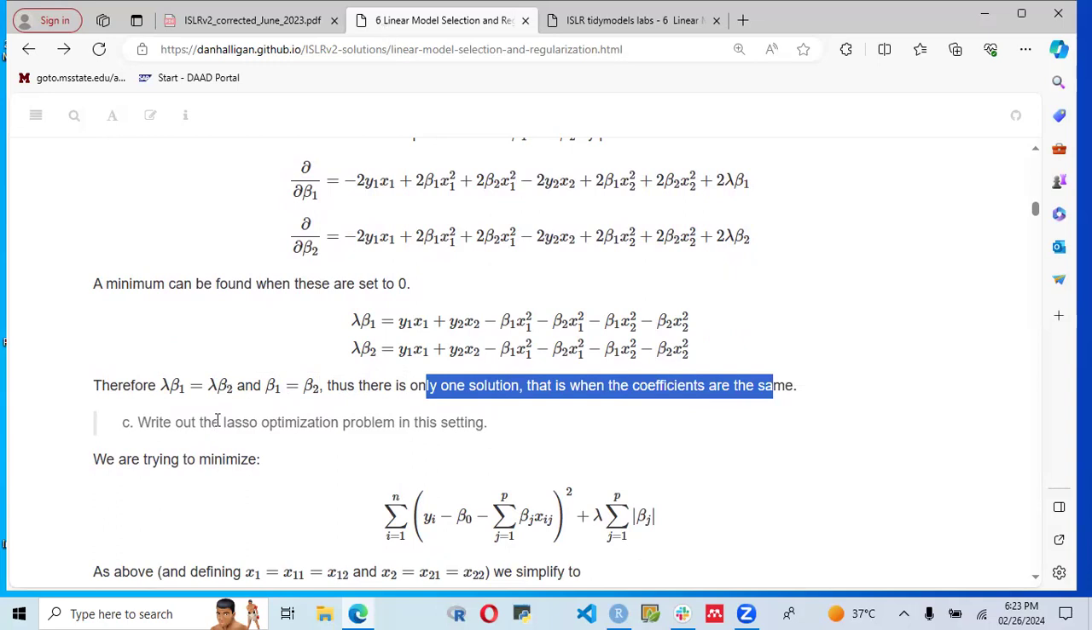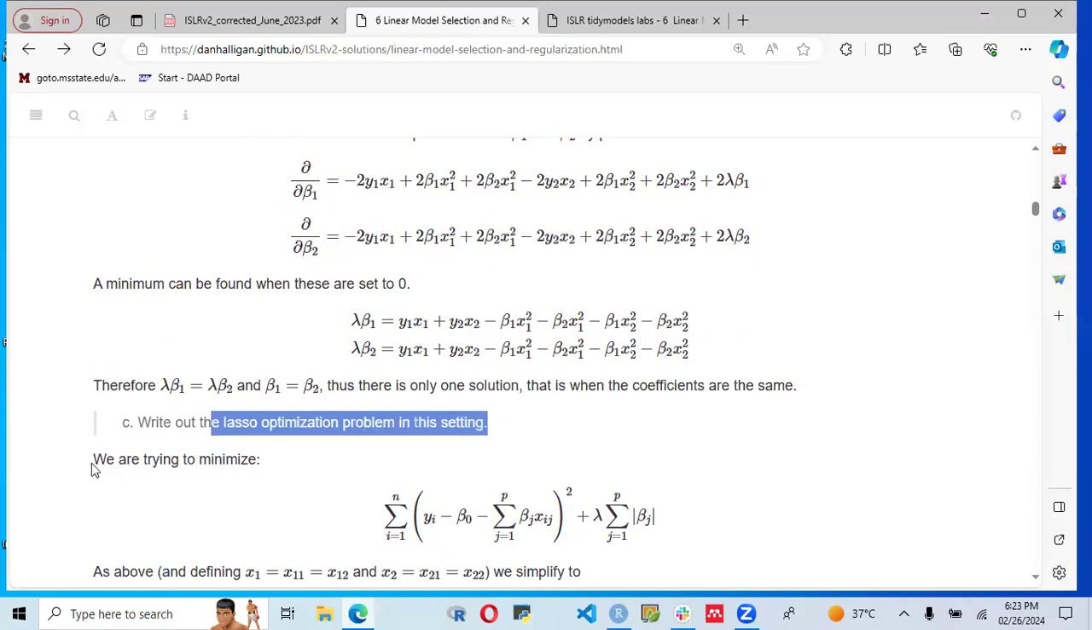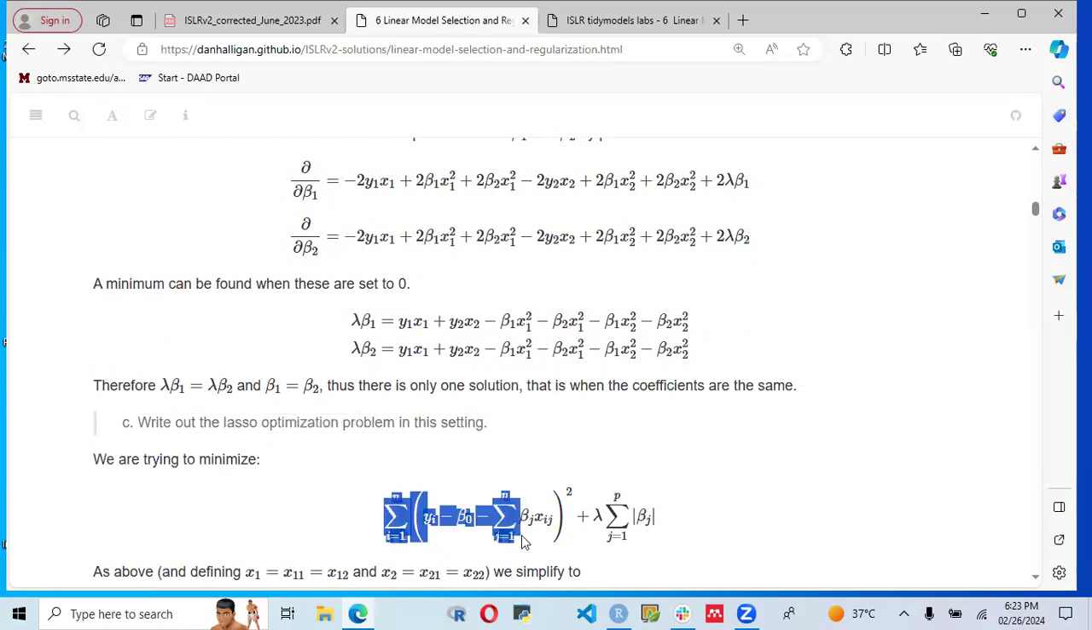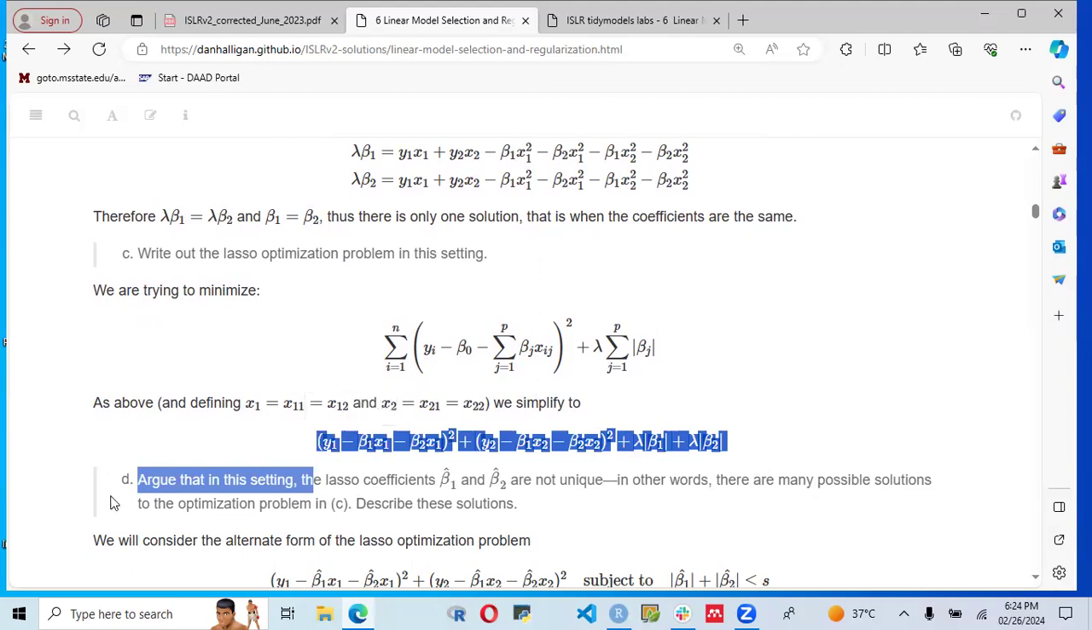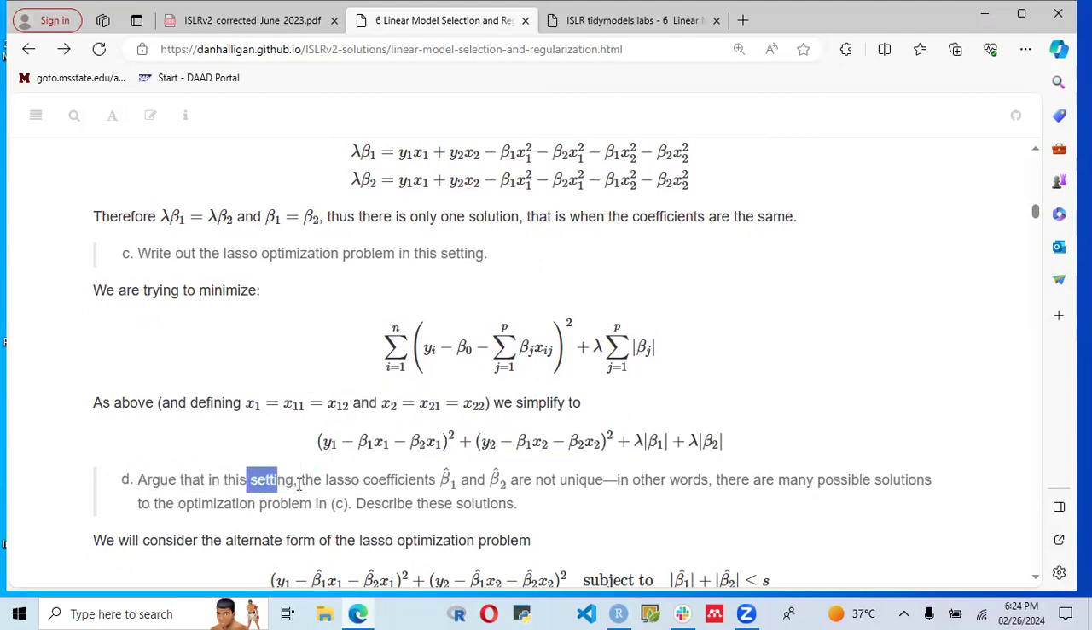So we write out the lasso optimization problem in this setting. Here we are trying to minimize this as above and define x1 as equal to x11 equal to x12, and x2 as equal to x21 equal to x22. We simplify to obtain this term. So for part D, we should argue that in this setting, the lasso coefficients, which are beta 1 and beta 2, are not unique. In other words, there are many possible solutions to the optimization problem in C.